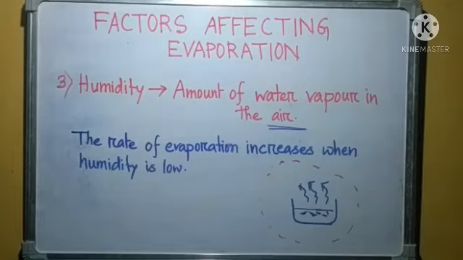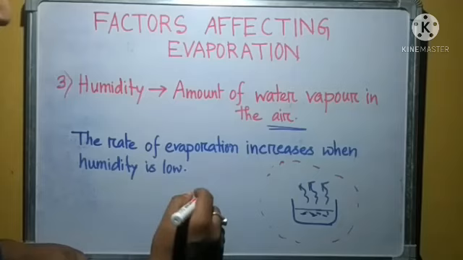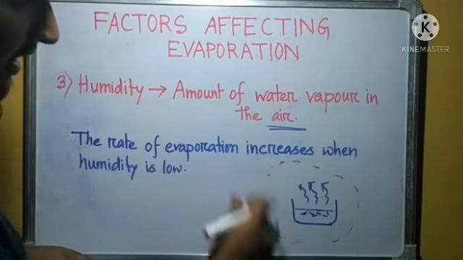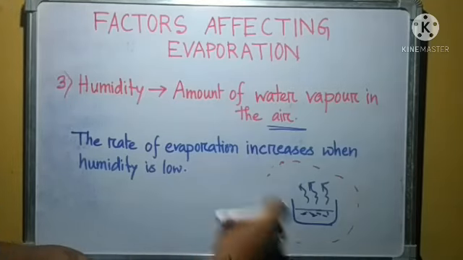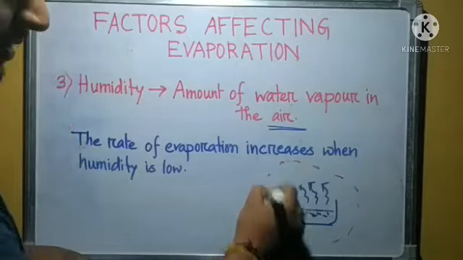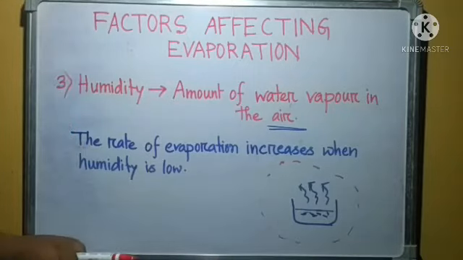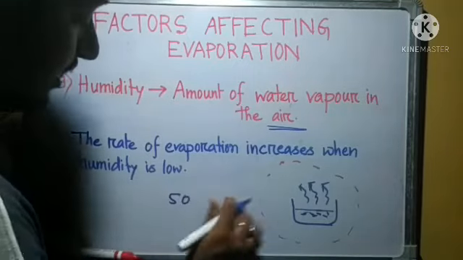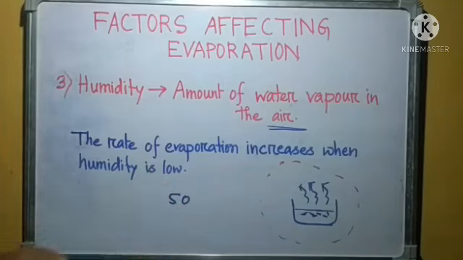That is, it has a definite capacity, it can hold only a fixed amount of water vapor in it. Okay, clear? Suppose, for example, just consider that this air surrounding the evaporating water has the capacity to hold 50 particles of water. We are just considering that 50 particles of water vapor can be held by the air surrounding this.